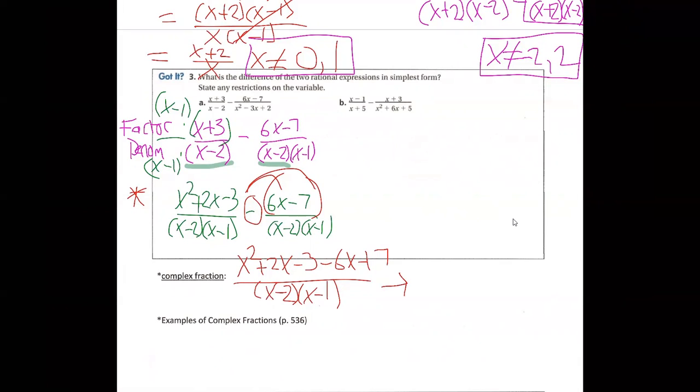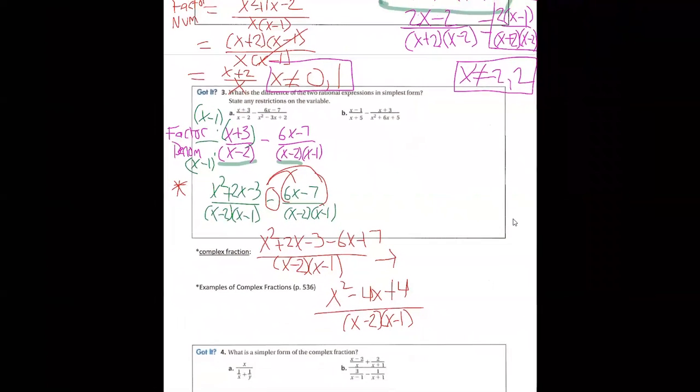I write too big. I'm just going to write it down here. But 2x minus 6x would be minus 4x. Negative 3 plus 7 would be plus 4.